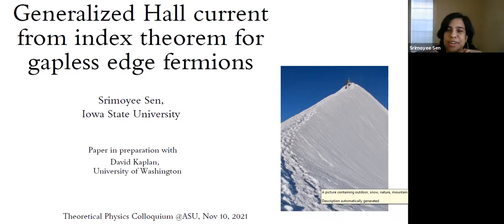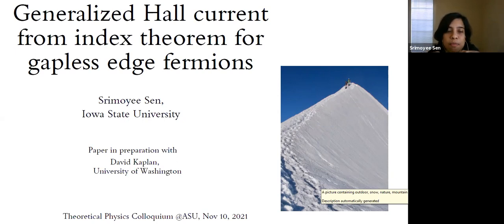Thanks, Igor, for that introduction and also for organizing this colloquium. As you can see from the title of my talk, I'm going to talk about gapless edge fermions and some concept of generalized Hall current in such systems. This work was done in collaboration with David Kaplan. The paper is hopefully going to come out in a week or two, so keep an eye out if you're interested.